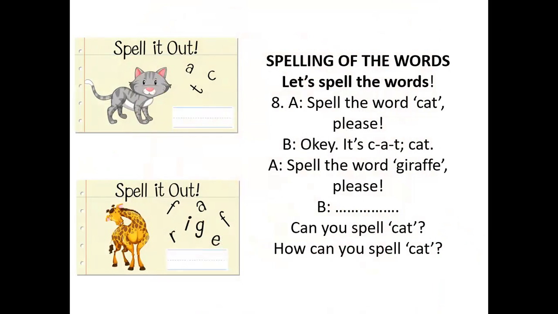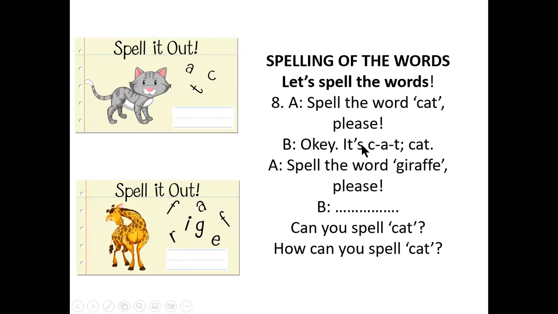Now spelling of the words. Let's spell the words. 8A. Spell the word cat, please. Okay, let me spell it. You can say like this. It's C-A-T. This is a cat, and its spelling is this in English.